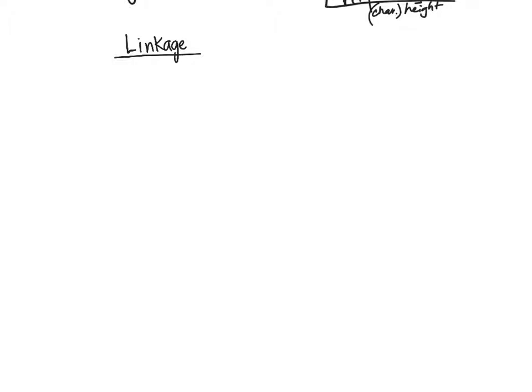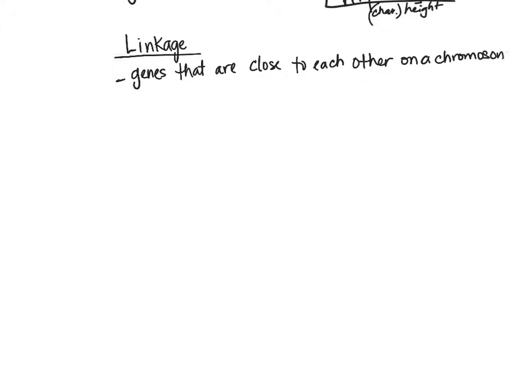But genes that are close together on the same chromosome are linked, so the traits tend to show up together. When we're talking about linkage, we're talking about genes that are close to each other on a chromosome and tend to show up together.